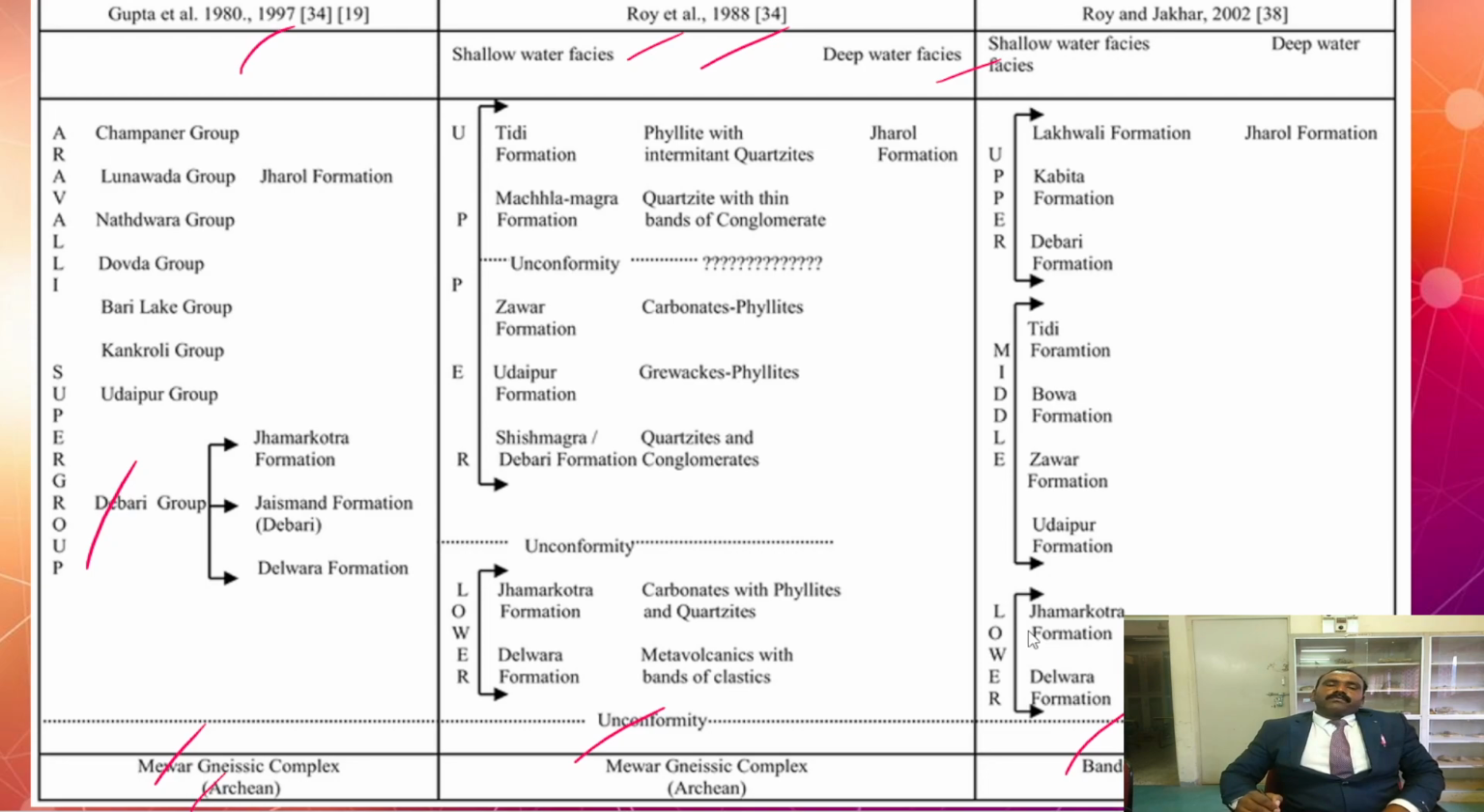And then the locality also varies, particularly the lower, middle, and upper portions of the Arvali supergroup. We may have the lowest formation, that is the Delwara formation, and the Jhamarkotra formation is overlain on the Delwara formation, and the Lakhwali formation, or the Charol formation, is the topmost formation of the upper portion of the Arvali supergroup, according to Roy et al.